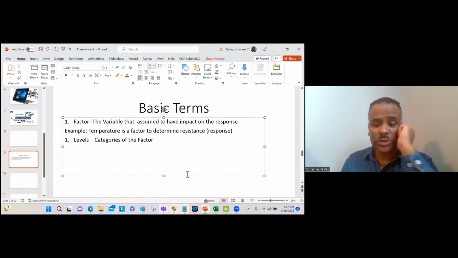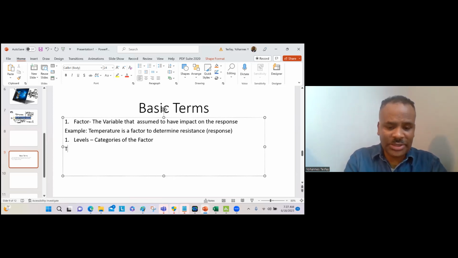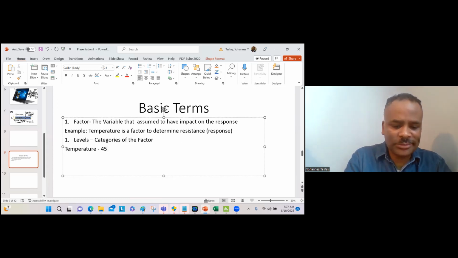So levels are categories of a factor. So what you're going to do is temperature is going to be classified into, let's say, 45 degree centigrade, 50, okay, 45, 50, and 55 are the categories, you see. How many places did I divide the temperature into? 45, 50 and 55, just as an experiment.